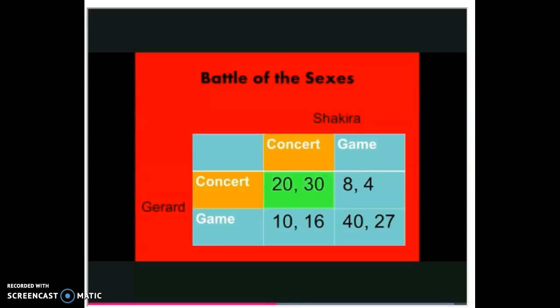If they both decide to go to the concert, they're happier than if they were apart, and Shakira is particularly happy because she likes going to concerts a lot. If they both decide to go to the soccer game, they're again happier than if they were apart, and Gerard is particularly happy because he's a big soccer fan. If Gerard goes to the game and Shakira goes to the concert, they're not as happy as if they were together, but happier than if they went to the event they liked the least. If they each go to the event they like the least, thinking wrongly that the other would be there, this produces the worst outcome for both players.